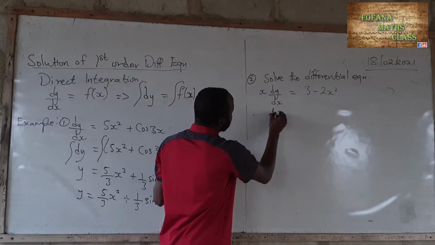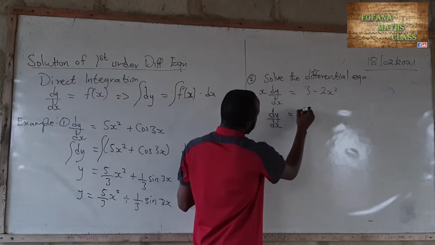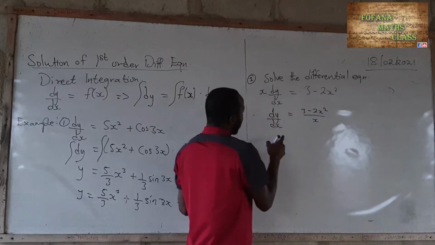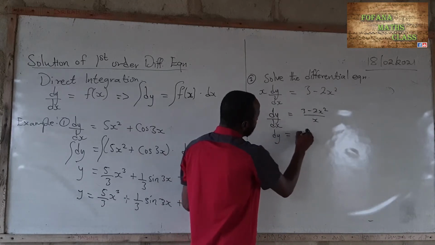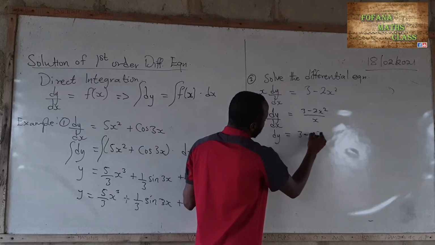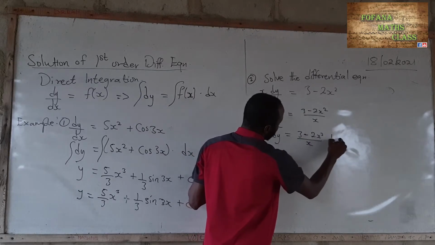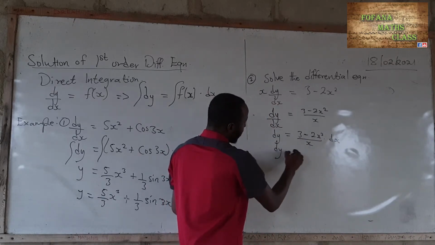So you have dy/dx equal to 3 minus 2x squared over x, and then after that I'll multiply through by dx. So I have dy equal to 3 minus 2x squared over x times dx. Here I can also go ahead and separate them.